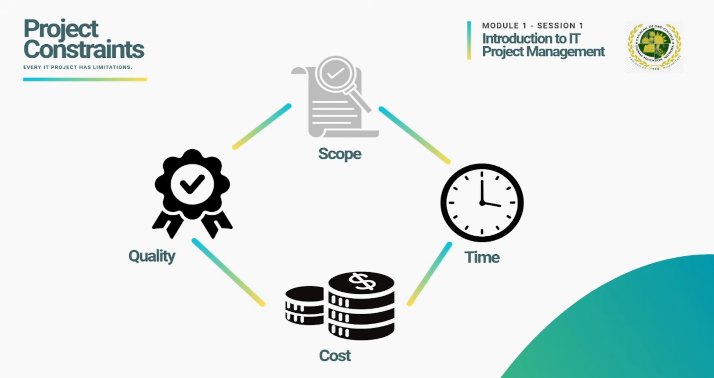Next is scope, time, cost, quality. We remove the scope, we remove the features. What's left is quality, cost, and time.